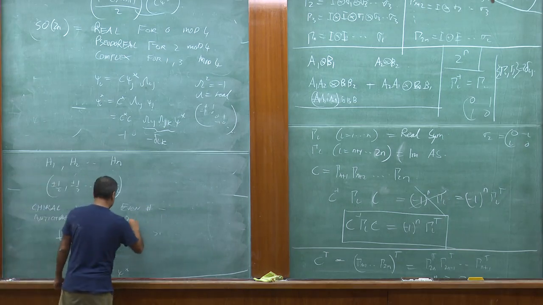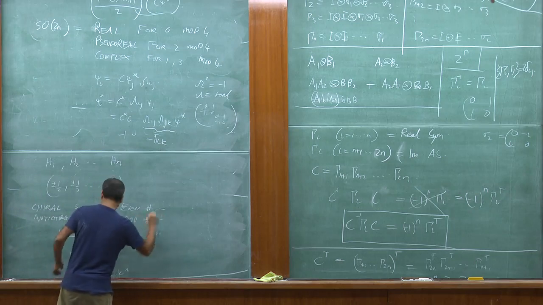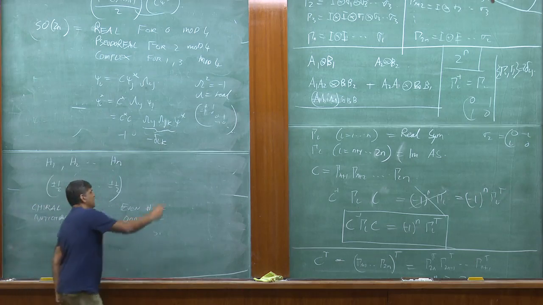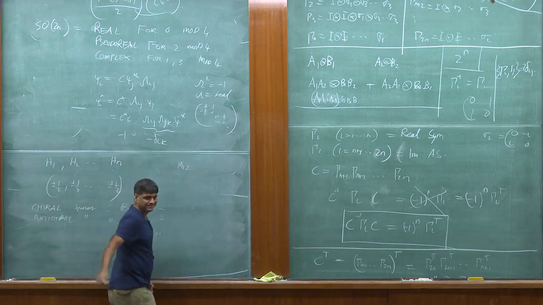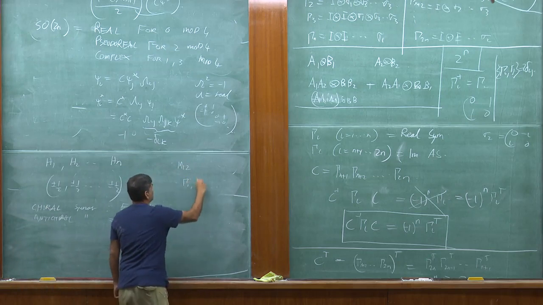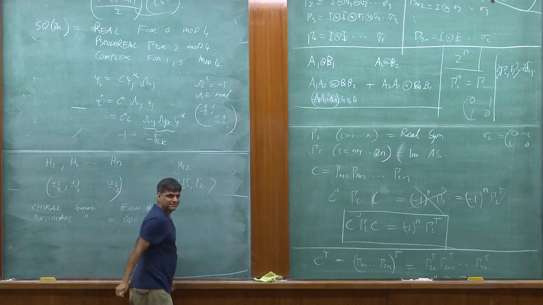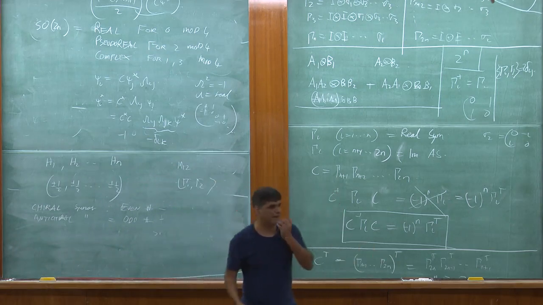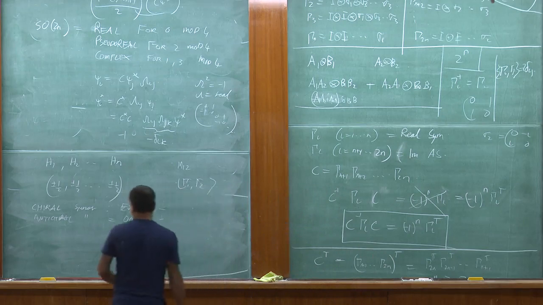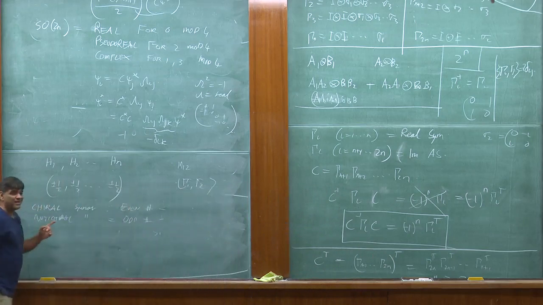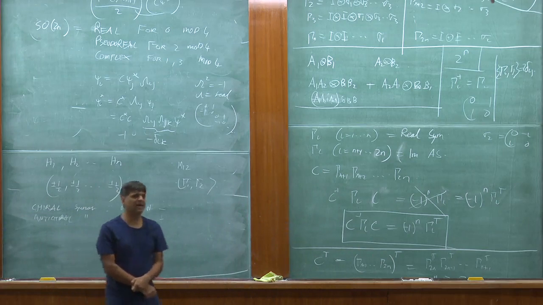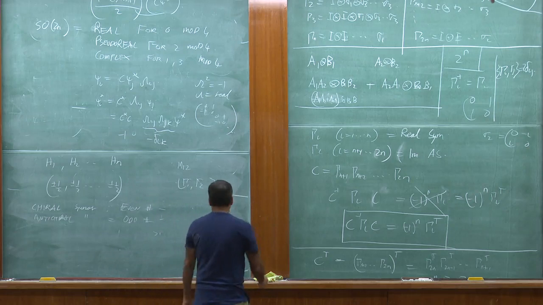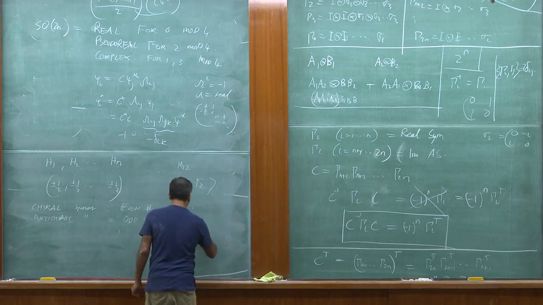So in this language, H1 will be M12, gamma 1 commutator gamma 2. H2 will be M34, gamma 3 commutator gamma 4. Okay? Now, do you remember what our gamma 2n plus 1 was? Up to some overall sign, it was simply sigma 3 times sigma 3, and so on.